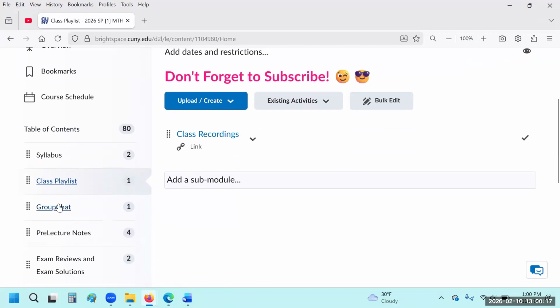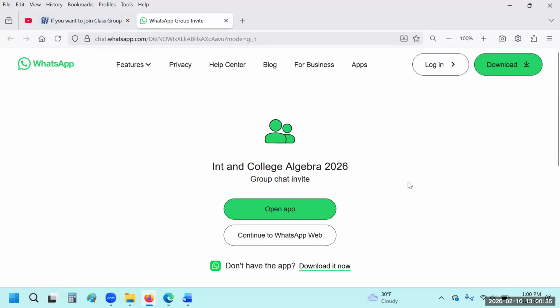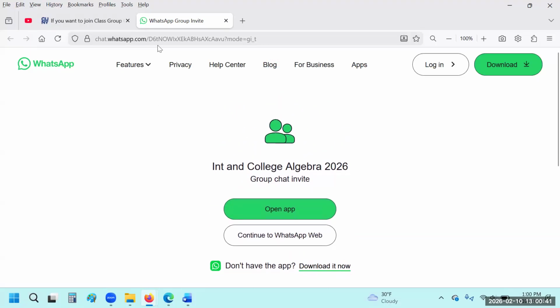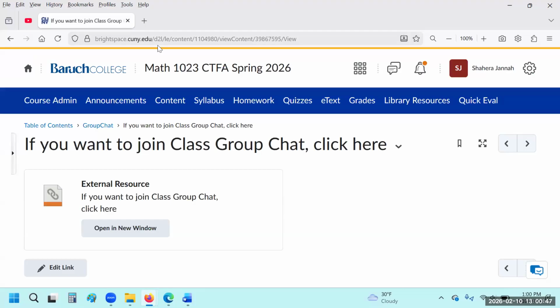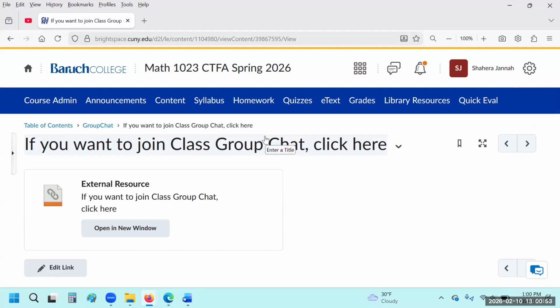Also, there is a group chat. Did you guys see the group chat? It's a group chat for our class or for all of my 1023 students. So it's a WhatsApp chat. If you click here, it will take you to WhatsApp, and then just follow the directions. If you want to join the group, the guys are doing really well in the group. They're communicating, they're enjoying their time. They're enjoying the math in their group. So if you want to enjoy this class, definitely join. And anytime you need help with any question, just post your question there, and then your peers will help you.